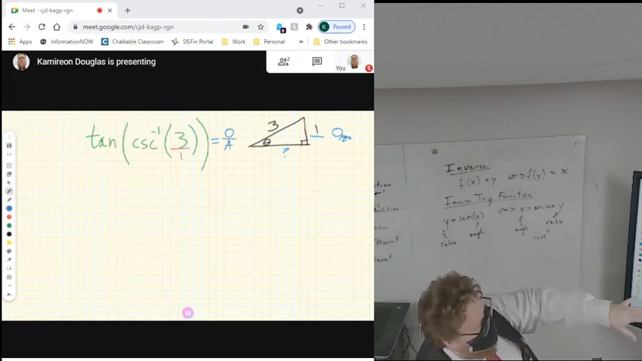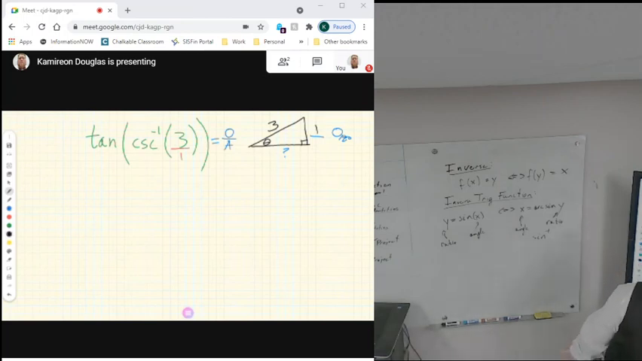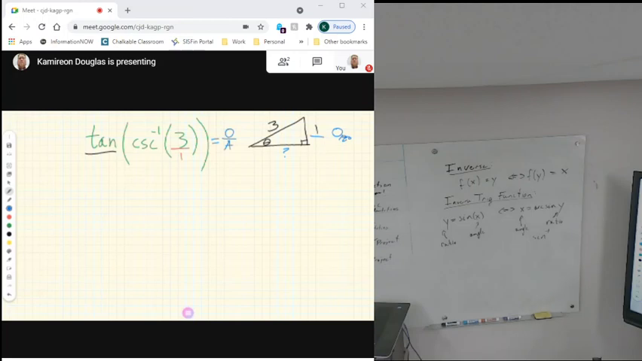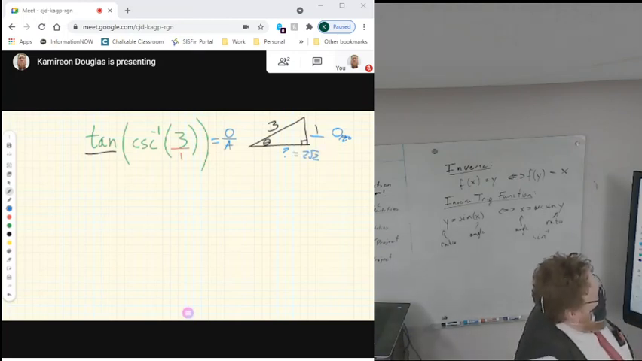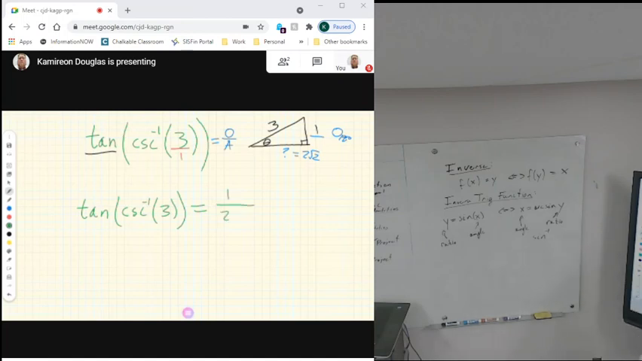Again, I still build a triangle off it and then use that relationship to now solve the actual problem, which deals specifically with tangent. I want to know what tangent is. Tangent is opposite over adjacent. I have the opposite. I now define the adjacent. I go through substitution. In this case, my adjacent is 2 square root of 2. So for my problem, the tangent of the cosecant inverse of 3 is equal to the opposite, 1, over the adjacent, 2 square root of 2.